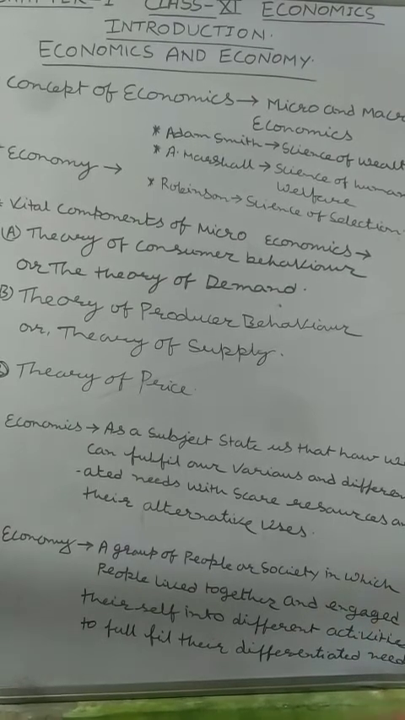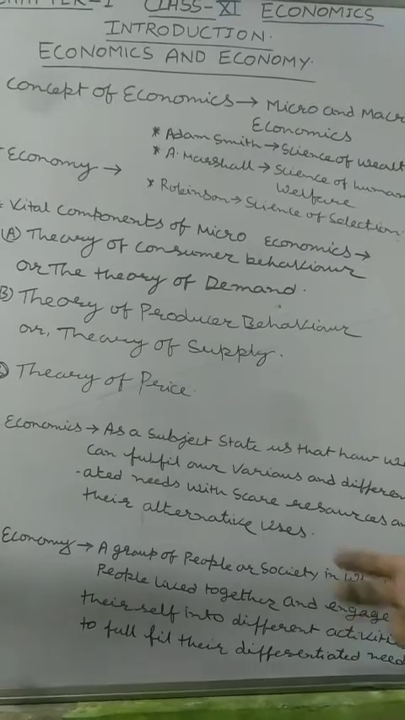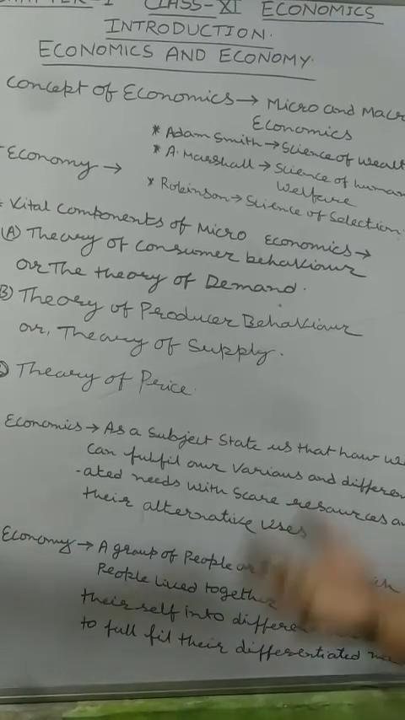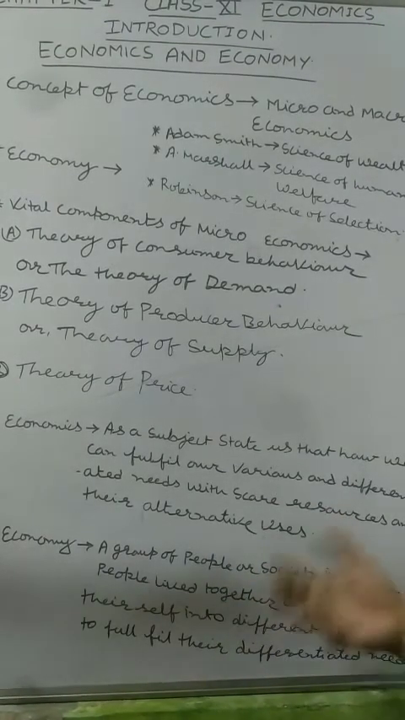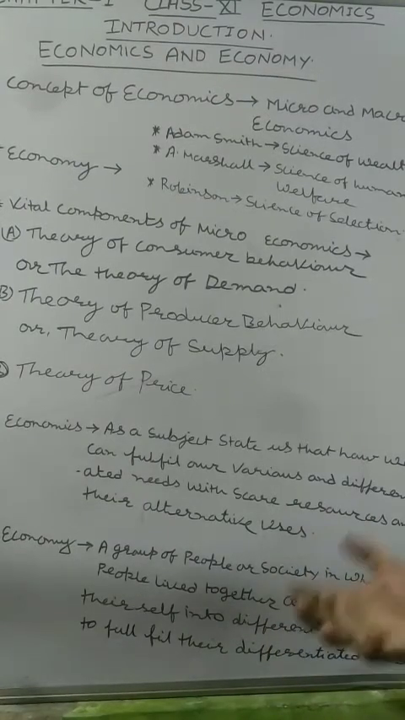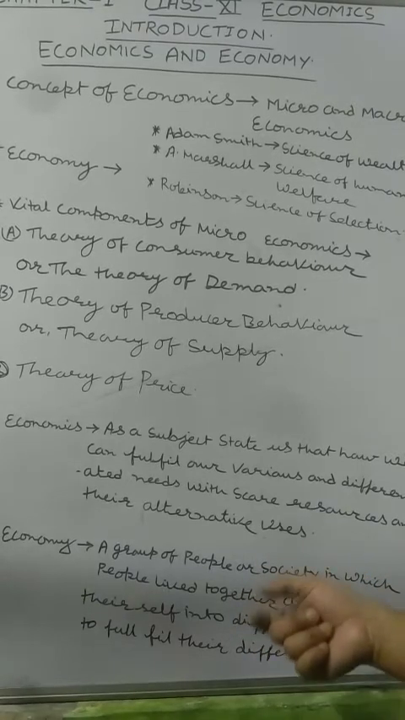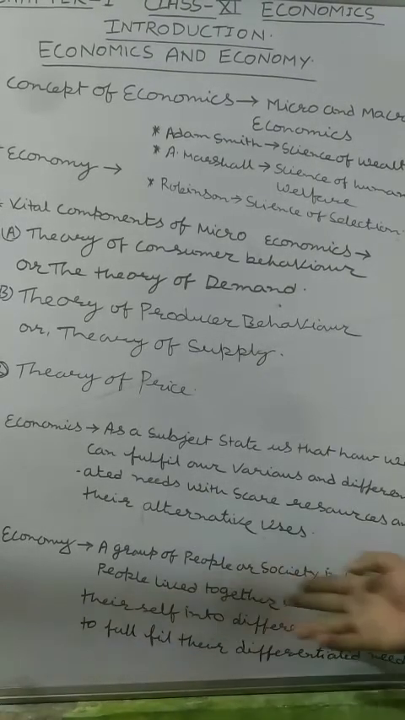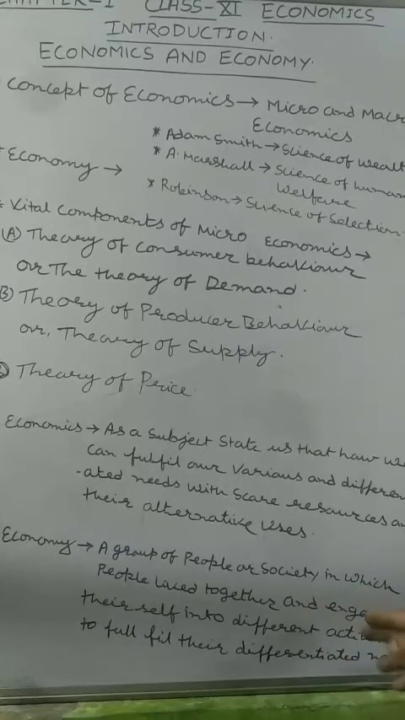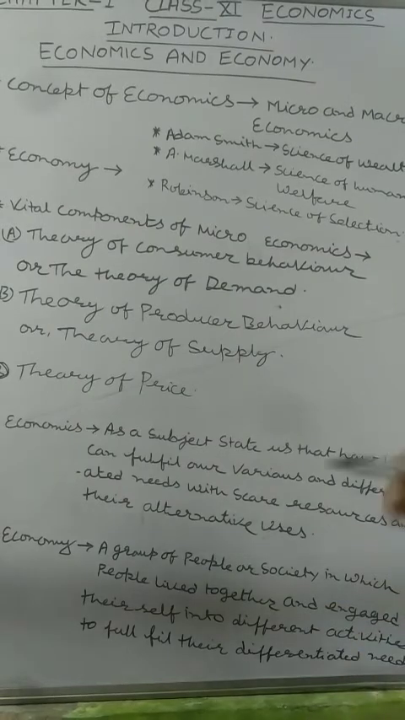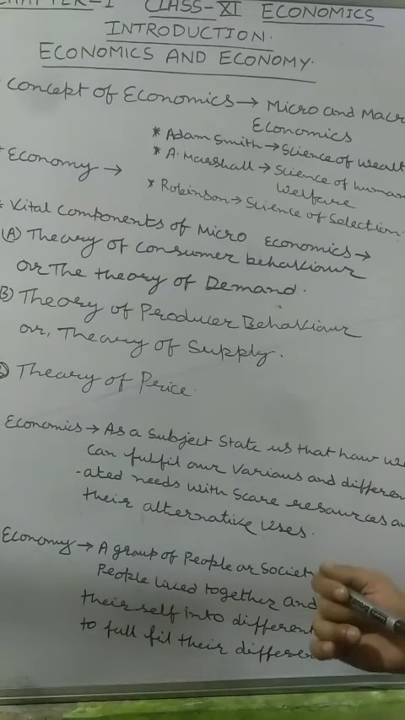तो इकोनॉमी को समझ गए कि इकोनॉमी जैसे कि भारत की इकोनॉमी है, अपने परिवार की इकोनॉमी है, जिसमें बहुत सारे लोग या बहुत सारे समाज एक साथ रहते हैं और रहते हुए अपने आप को अलग अलग कार्य क्षेत्रों में संलग्न करते हैं ताकि वे अपनी विभिन्न आवश्यकताओं की पूर्ति कर सकें. And due to this, economy is defined as a group of people or society in which people live together and engage themselves into different activities to fulfill their various and differentiated needs. That is economy and economics. The two concepts, economy and economics, are now clear.